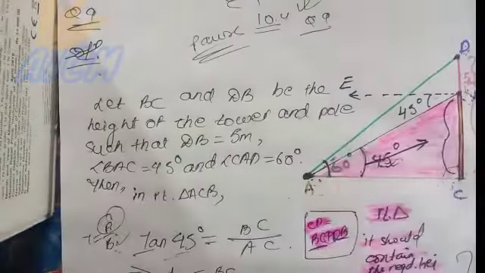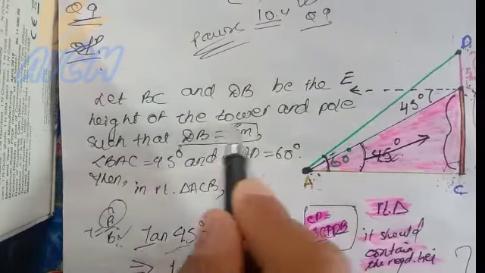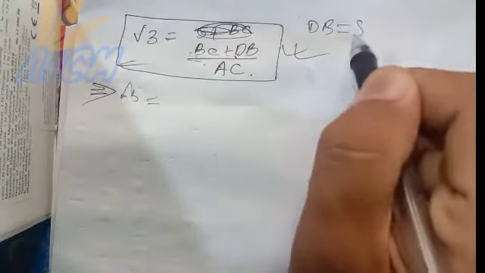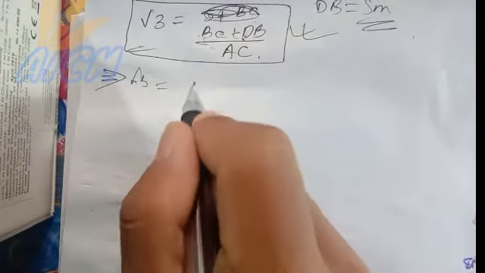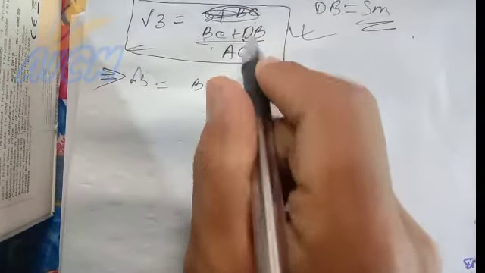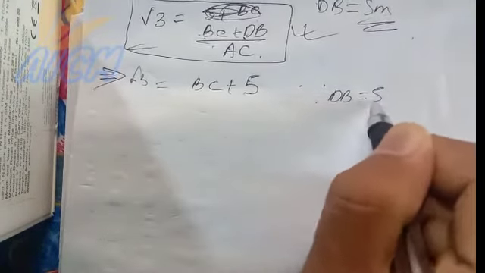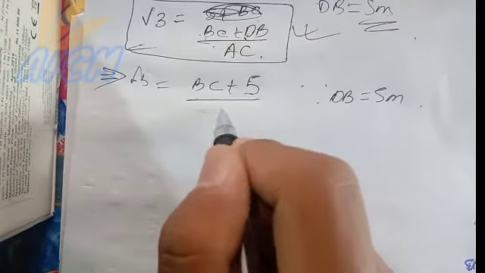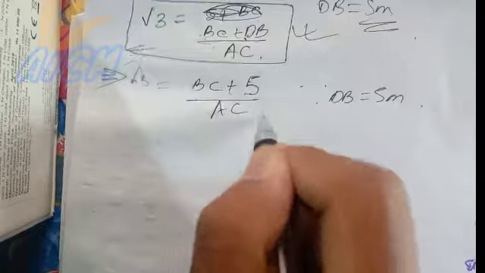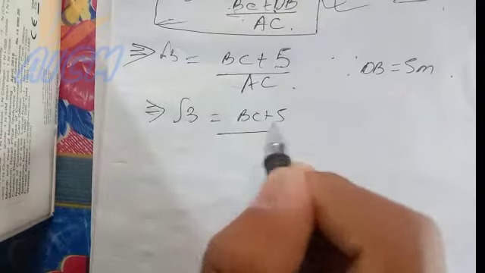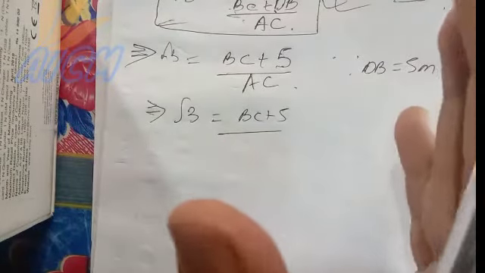Now we have BC. So let's see what are the values that we have. From the values we have DB, or BD, equal to 5 meters. So as DB is equal to 5 meters, instead of DB we are going to write 5. Why? Since DB is equal to 5 meters and we have AC, so we are going to write AC, and this implies root 3 is equal to BC plus 5 over AC.